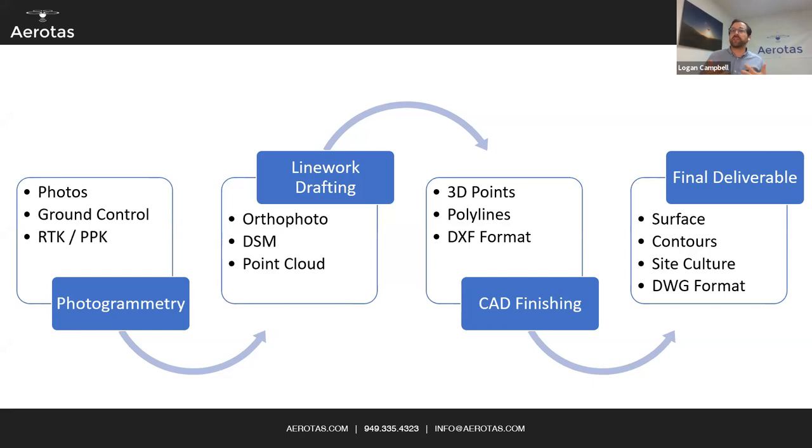Point cloud is going to be a 3D cloud of tens of millions of individual points, X, Y, Z. A digital surface model is the full, rich, complete output from photogrammetry of absolutely everything that the drone sees. That means the surface is draped over. If there are trees there, it includes trees. If there are cars parked, it includes the cars.